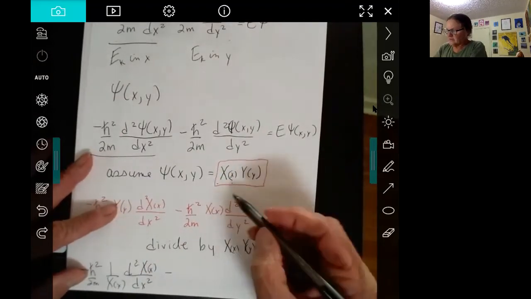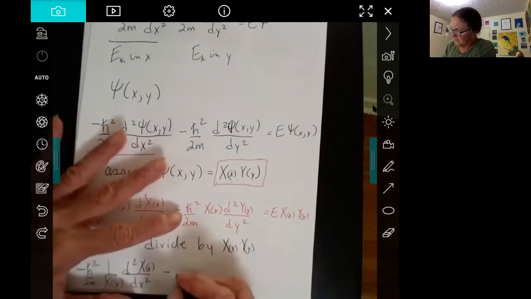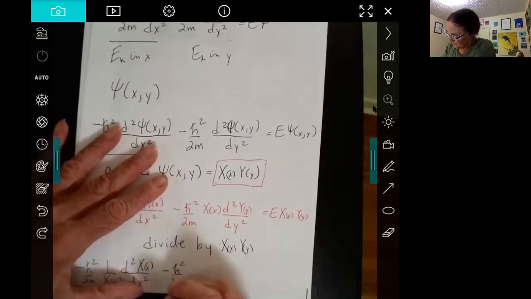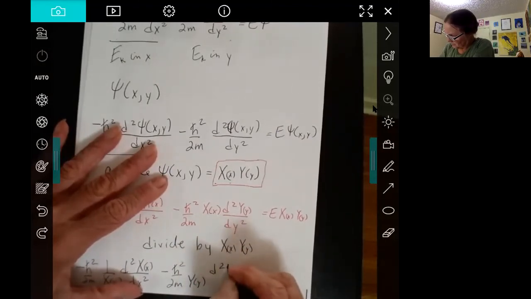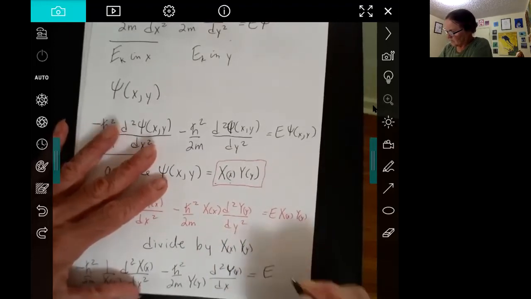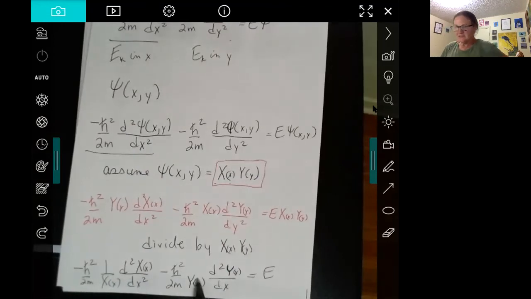And when you divide this, then you have x over x canceling, and you get these two terms that both have to equal a constant. So the argument goes that if x changes and y is held constant, then E can't change because the sum of the two has to be equal to a constant.